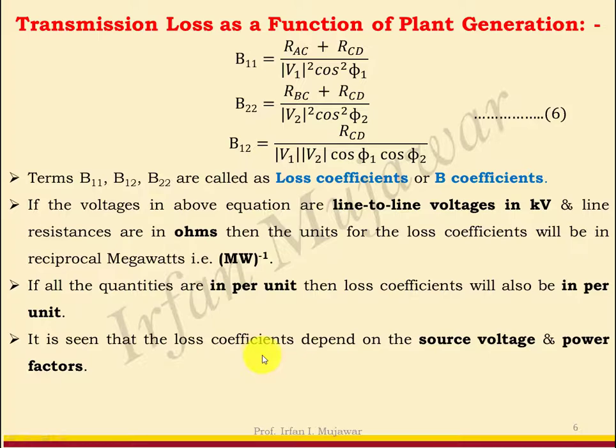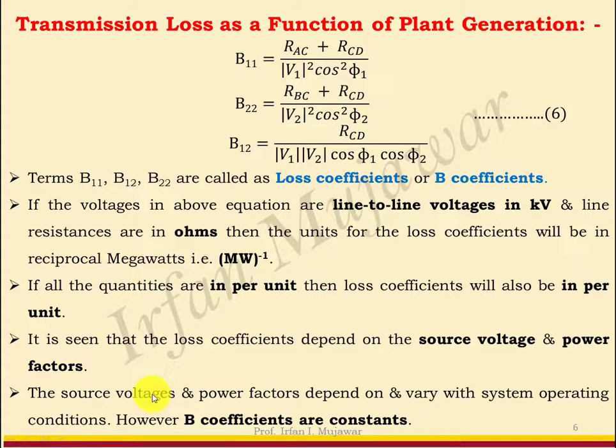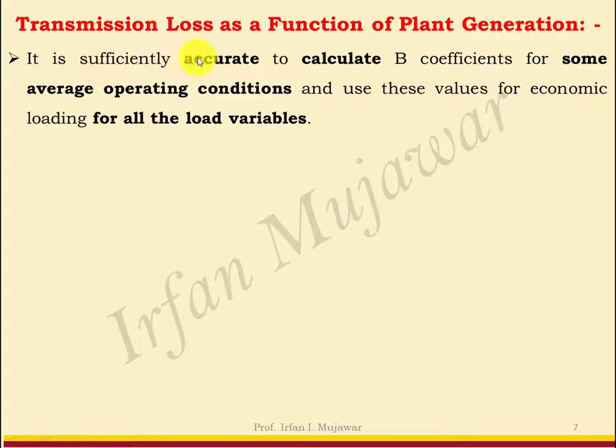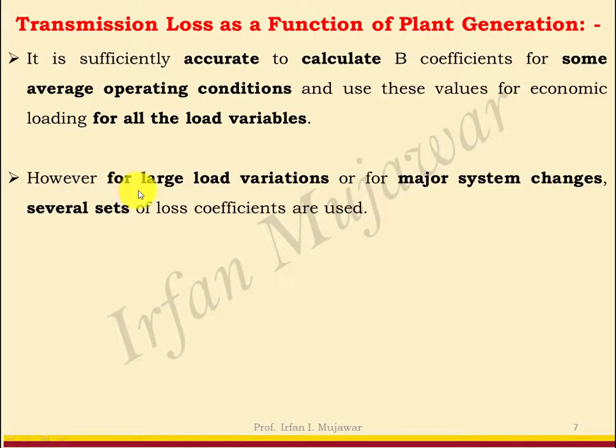It is seen that loss coefficients depend on source voltage and power factor. The source voltages and power factors depend on and vary with system operating conditions. However, B coefficients are constants. It is sufficiently accurate to calculate B coefficients for some average operating conditions and use these values for economic loading for all the load variables. However, for large load variations or for major system changes, several sets of loss coefficients are used.